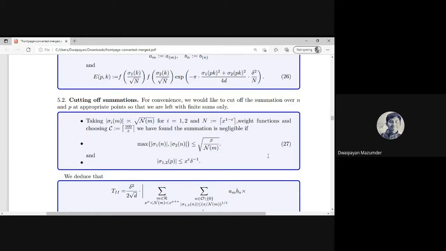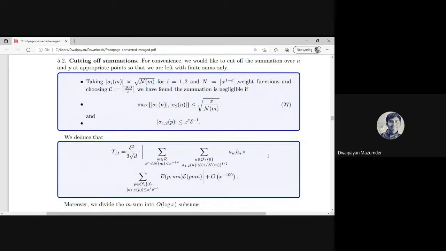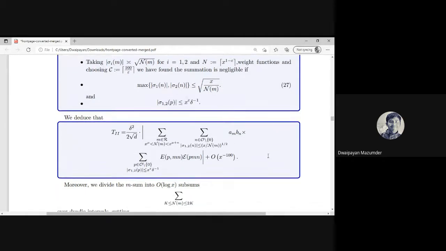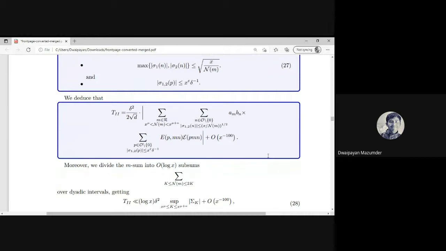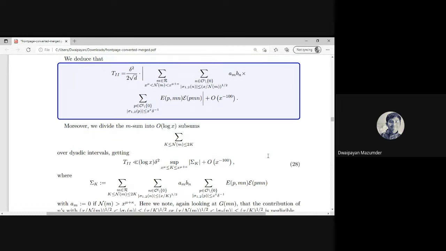and also if sigma 1 to P is less than or equal to x to the power epsilon into delta inverse. With this particular cutoff, we again have this range and we have something big O of h to the power minus 100. Now what we have to do, we have to now take this.